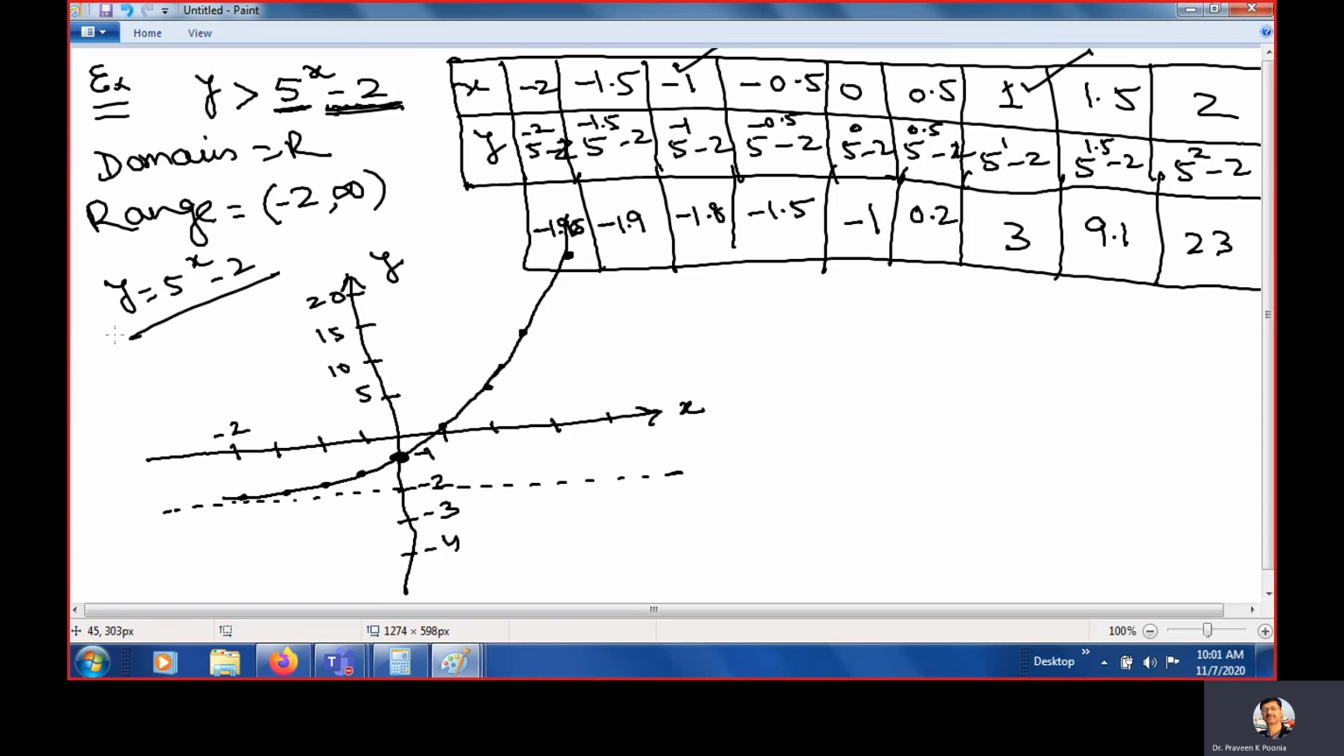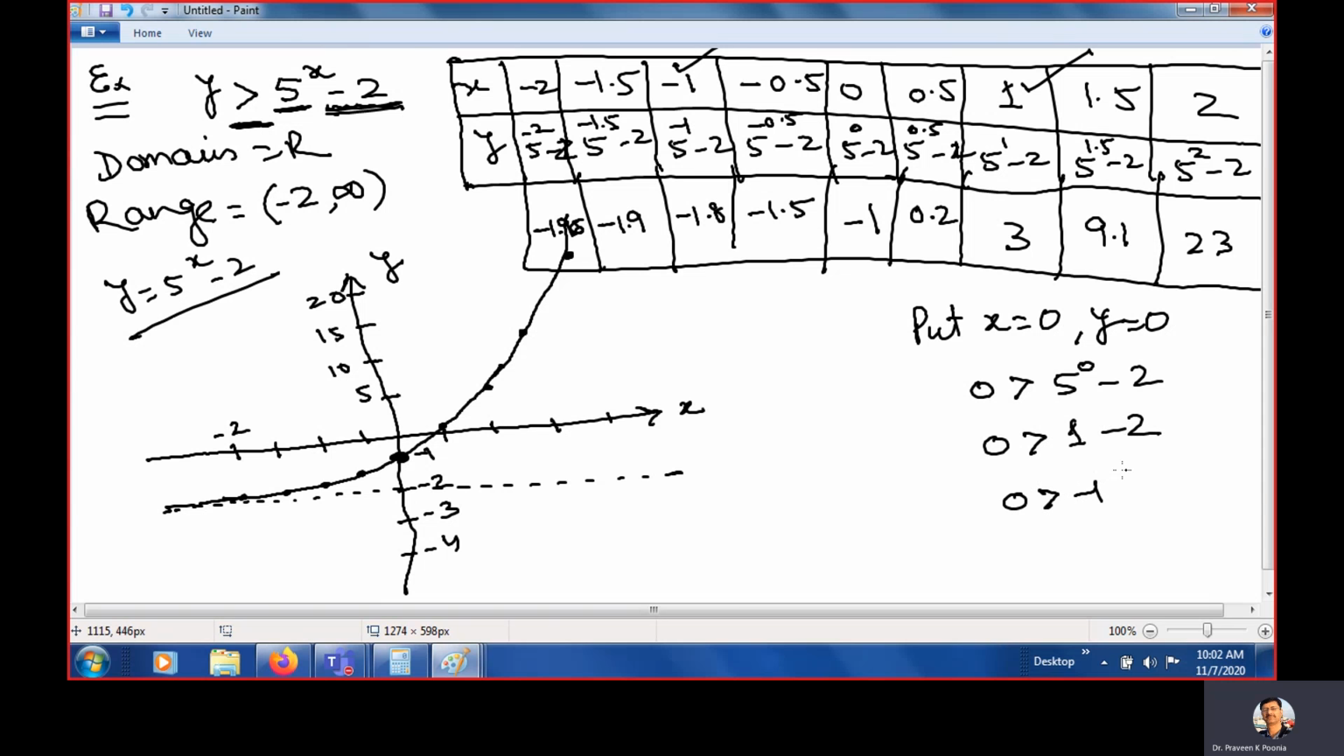Clear? And you will see the graph is starting from -2. That's why I told you, the graph starts from -2 to infinity. Clear? Now because it is an inequality, put x equals 0 and y equals 0. So 0 is greater than 5 power 0 minus 2. 0 is greater than 1 minus 2, and 0 is greater than -1.